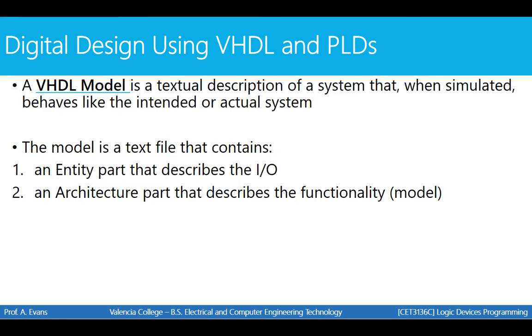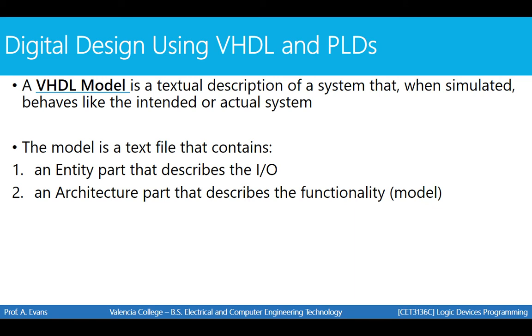So a VHDL model is a textual description of a system that, when simulated, behaves like the intended or actual system. So think about, for example, the XOR gate that you've used in previous classes. We know that we can get the IC to implement the idea of XOR. Another way to do that is to write a program for it. In VHDL, your model is your program that's going to behave like that XOR gate when you simulate it or when you program it onto a PLD.